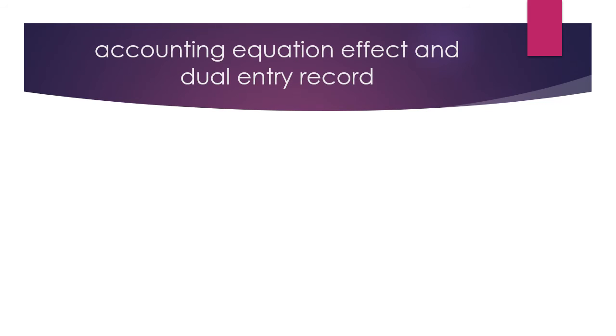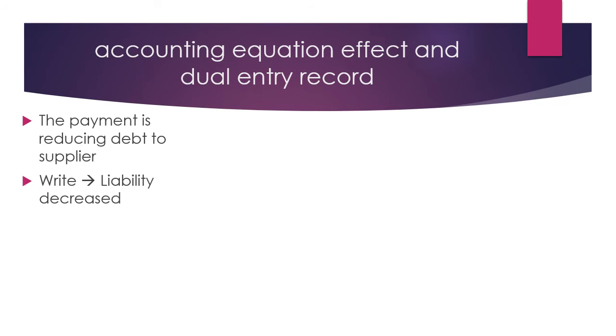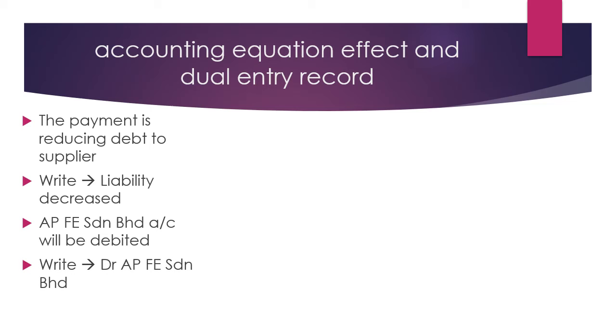So the accounting equation effect and the dual entry record: the payment is reducing the debt to the supplier, so it means that the liability has decreased. You write liability decreased, so APF Berhad. Whenever liability decreases, the account will be debited. Look again at the other color formula. So APF Berhad will be debited. So you will write DR debit, APF Berhad.